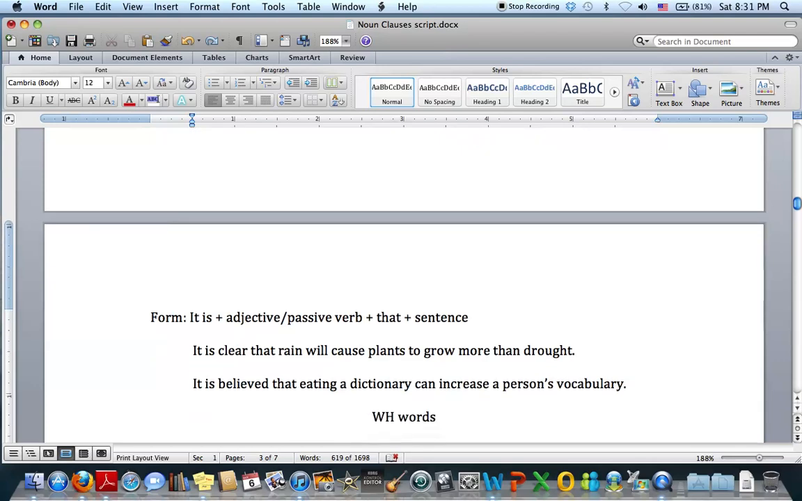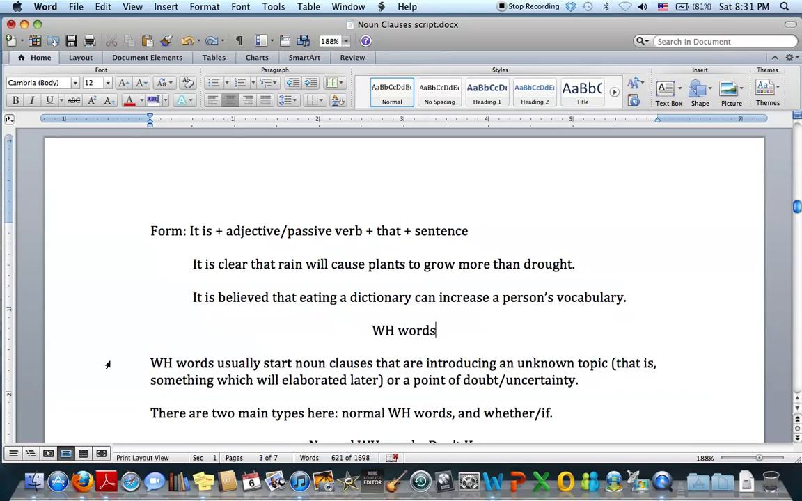Okay, let's move on to the next type here. We've just looked at everything that we can do with a that. Let's look at what we can do with a WH word. So WH words usually start noun clauses that are introducing an unknown topic. And what that means is something that will be elaborated later, or a point of doubt or uncertainty. Okay, now this sounds weird, right? An unknown topic, something that will be elaborated later.